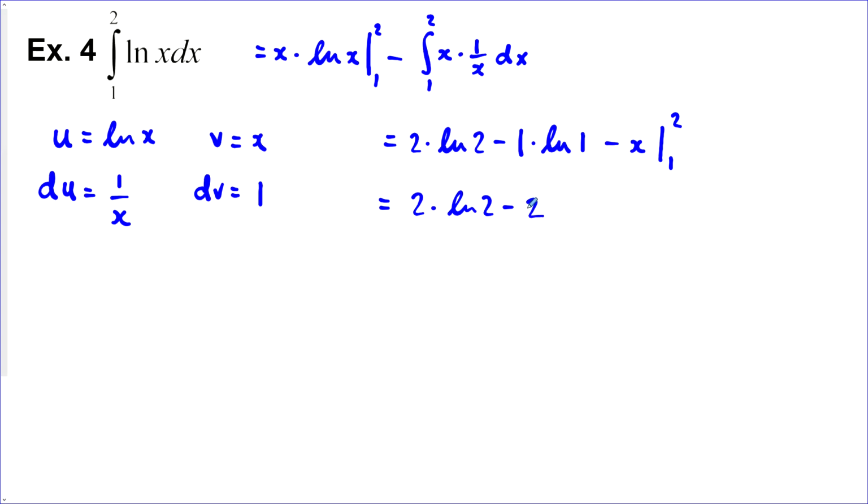And then maybe just so we don't mess up the negative signs, I'll use a bracket here. This would be 2 minus 1. So we'd have 2 times the natural log of 2 minus 1.